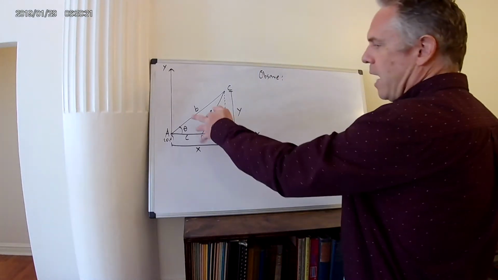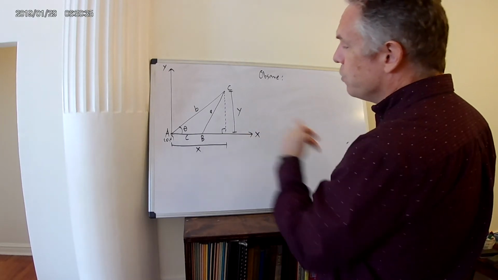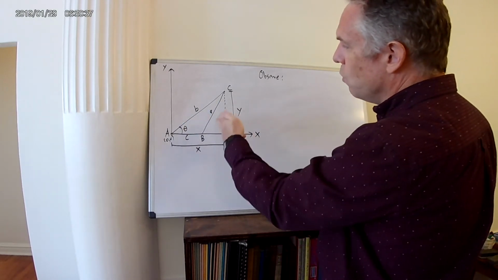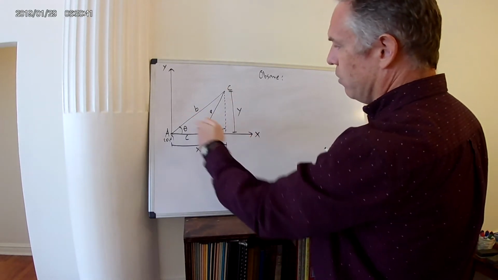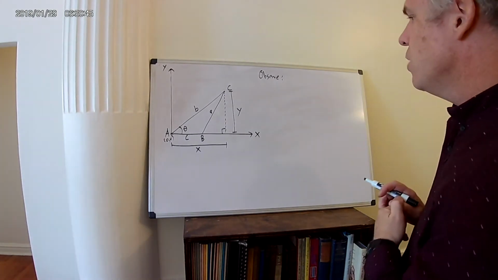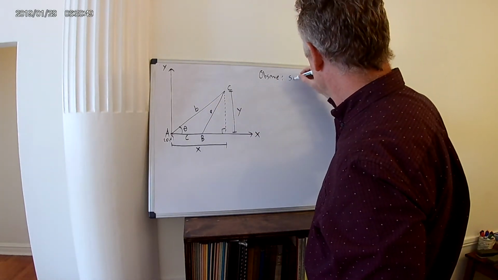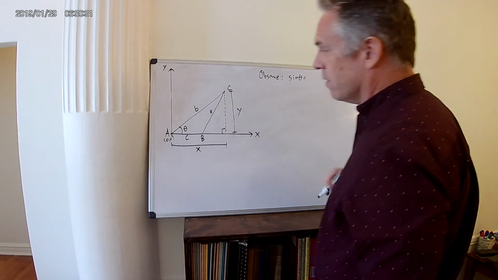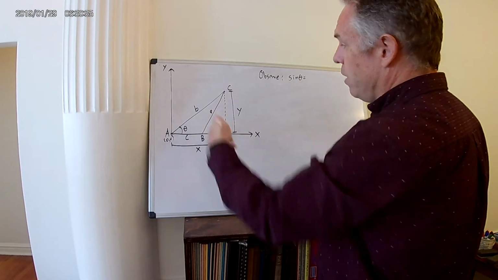Now I have my original triangle, and now I've dropped down a perpendicular. I've created two more triangles. I now have two right triangles in addition to my original triangle. I have this right triangle and I have this right triangle. So what I'm going to do here is take the sine of angle theta on this right triangle here.